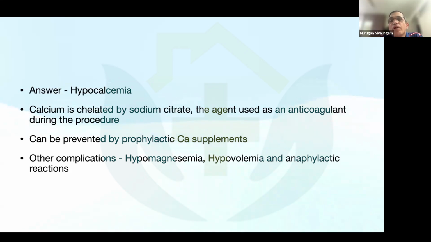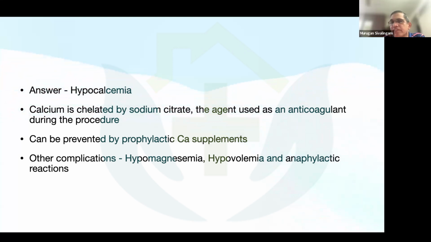Basically, what we do is that we use citrate as an anticoagulant for this treatment. What happens is the calcium is chelated by sodium citrate. So that is also one of the other reasons for developing hypocalcemia. So generally, when somebody is undergoing plasma exchange, whatever the etiology might be, we often have to give them calcium supplementation, usually in the form of IV calcium before and during the procedure, so that you can reduce the risk of hypocalcemia.